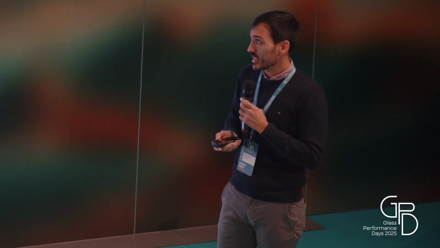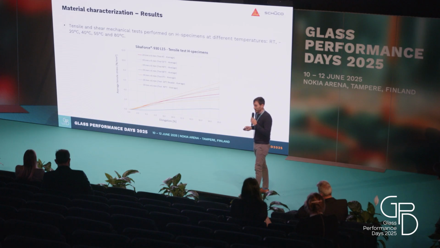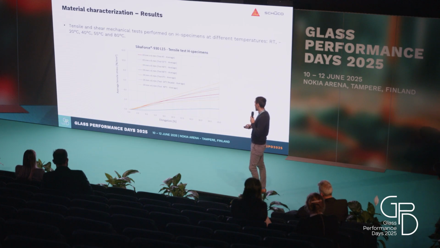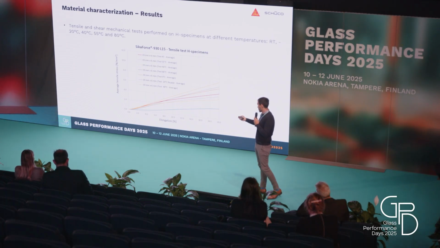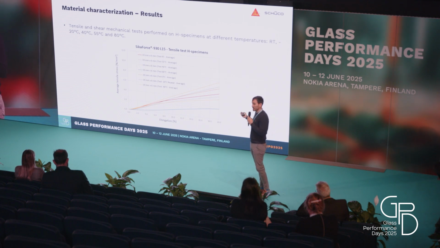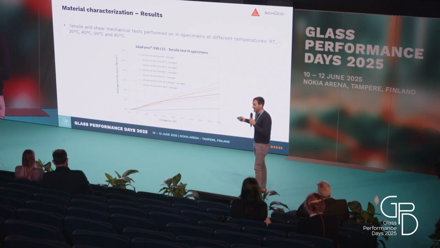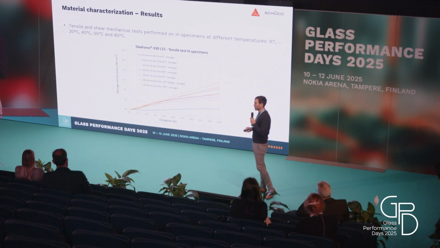So here we are starting with the results part. Here are the tensile properties out of 8 specimens. These are the specimens that I showed you before. You see that the material is quite stable below 55 degrees and down to -40, and we have a drop at 80 degrees. This is somehow expected. The good point is that even with this drop, the requirements of Schuko and the system are still fulfilled.